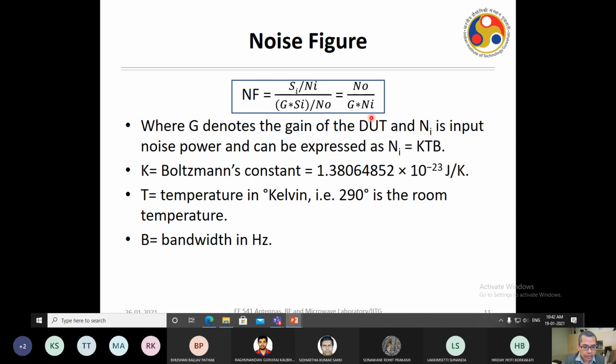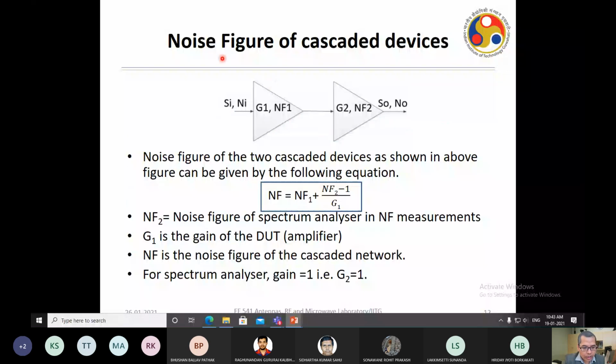So you know what is NI, you know the gain of the device, let's say the DUT, you measure this NO, you can find out what is noise figure. Usually we can find out noise figure using the spectrum analyzer. In that case, we actually use cascaded device, noise figure of the cascaded device. We use the formula for the noise figure for the cascaded device.